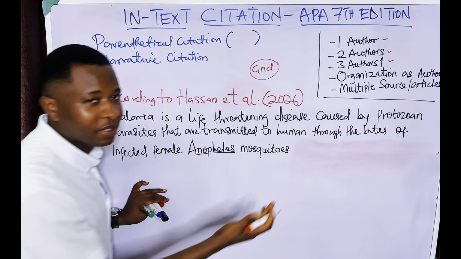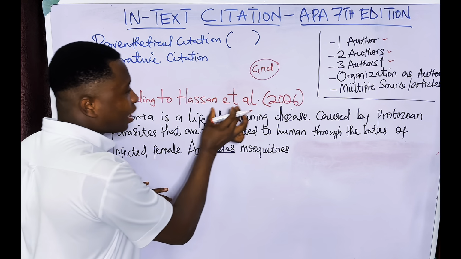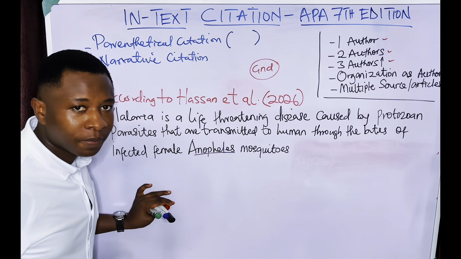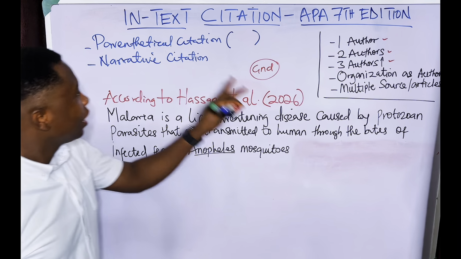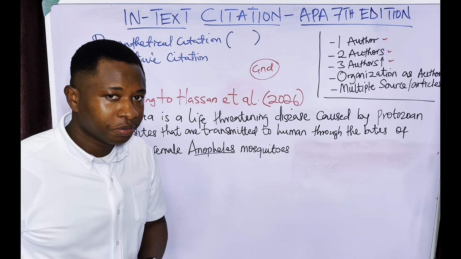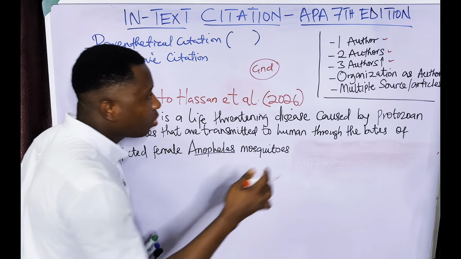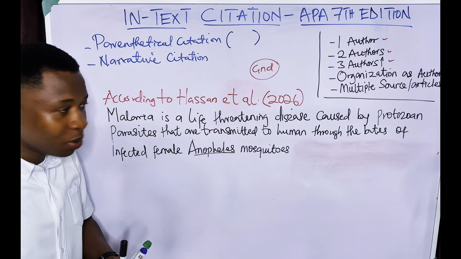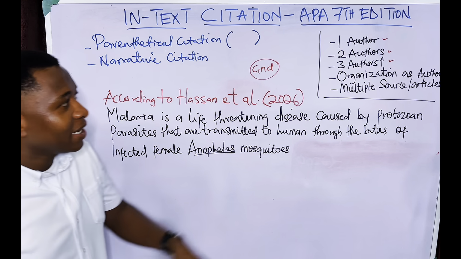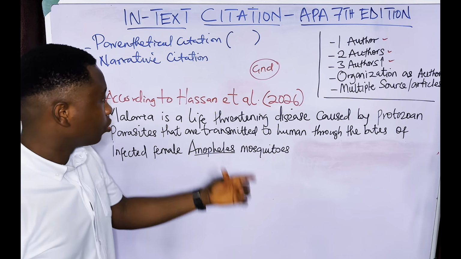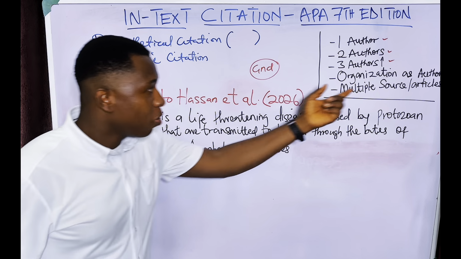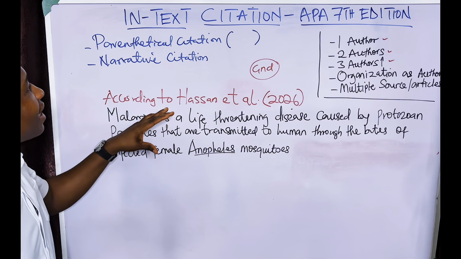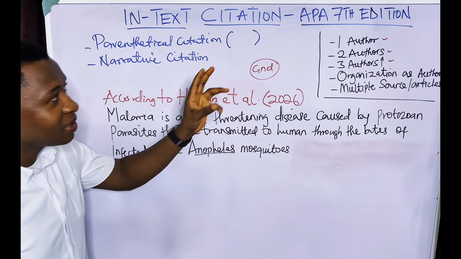Malaria is a life-threatening disease. I hope you get it. So according to Hassan et al. 2026, malaria is a life-threatening disease. There is no need for a comma. The comma only comes when it is in the parenthetical style of citation. So that's how to cite more than three authors. The same way applies to citing organizations as author using the narrative citation, or multiple sources or articles. So this is how to cite your work in APA 7th edition.